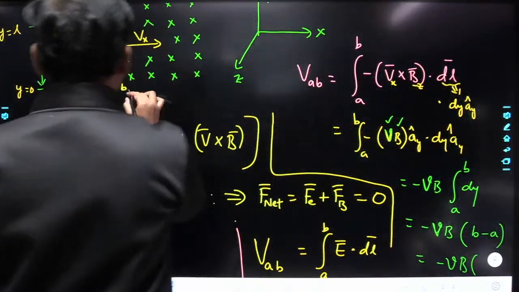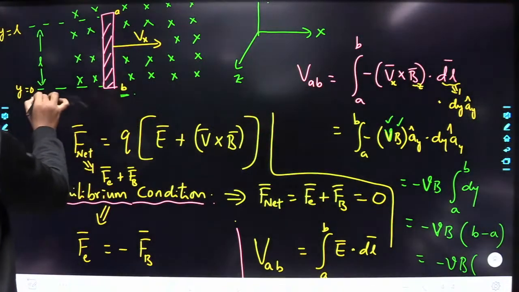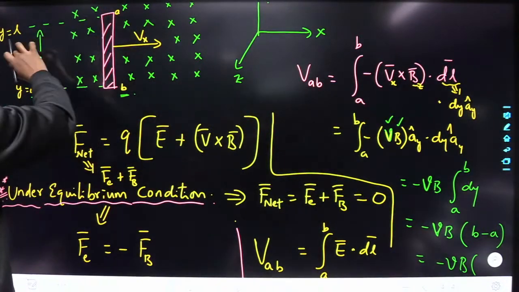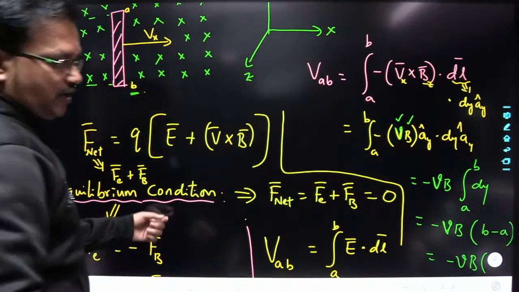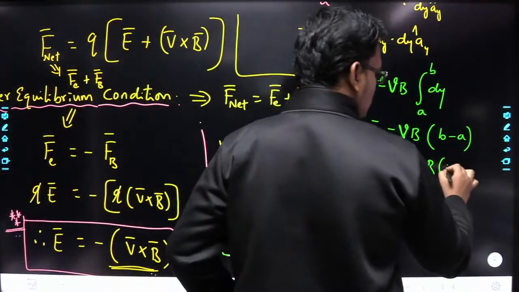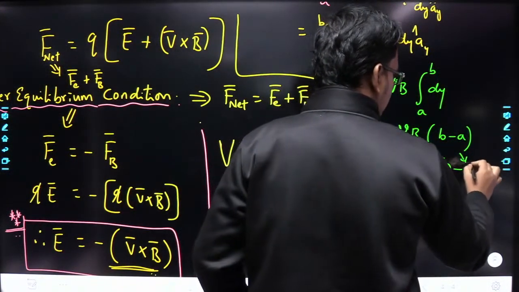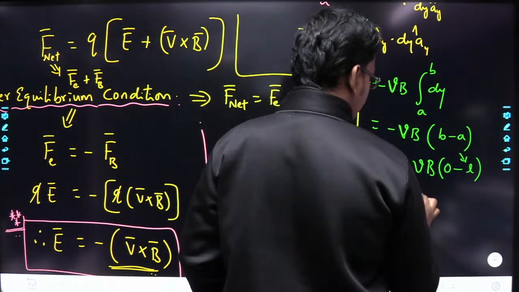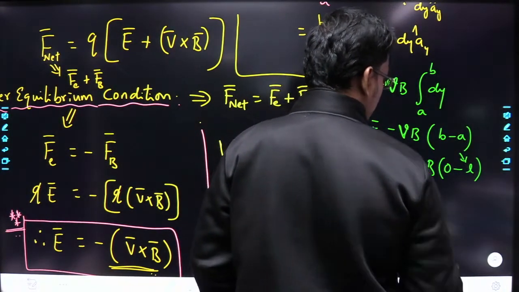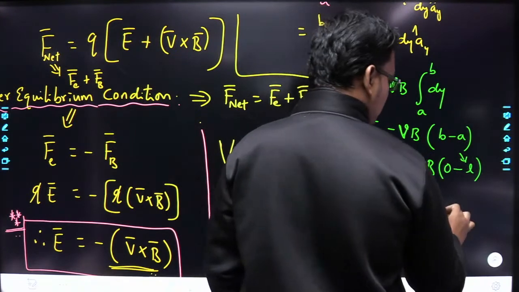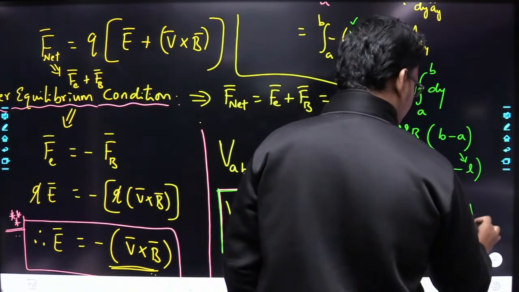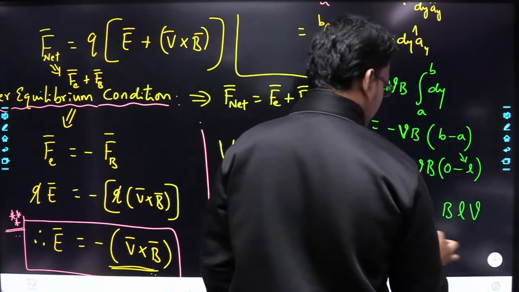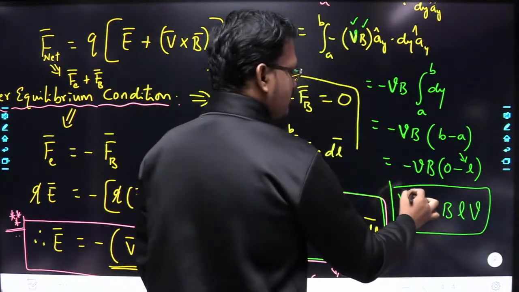At point B, the y value is equal to 0, and at point A, y is equal to L. So b is 0 and a is L. What are you going to get? VAB is equal to minus into minus, which becomes plus. You are going to get simply BLV. So VAB is nothing but positive.